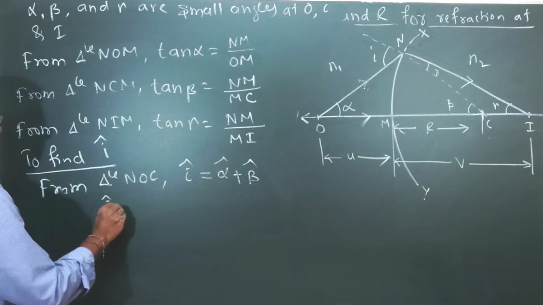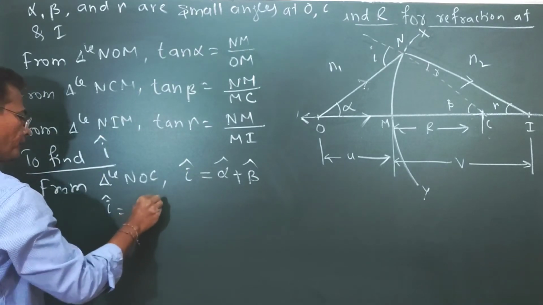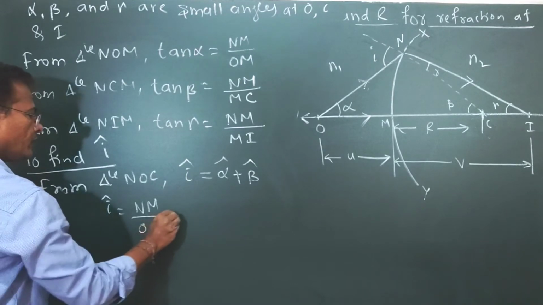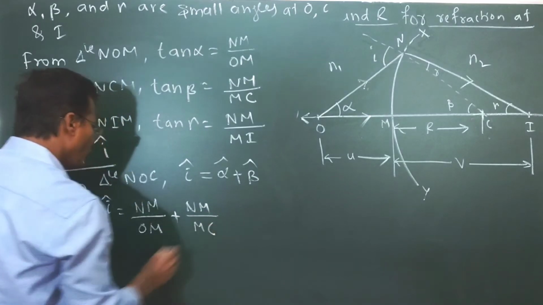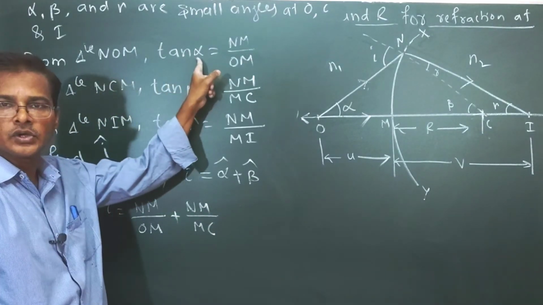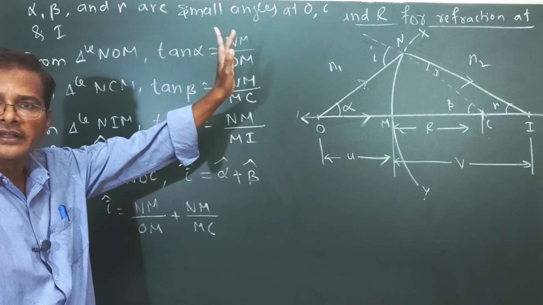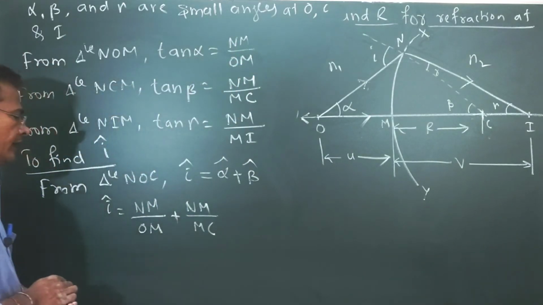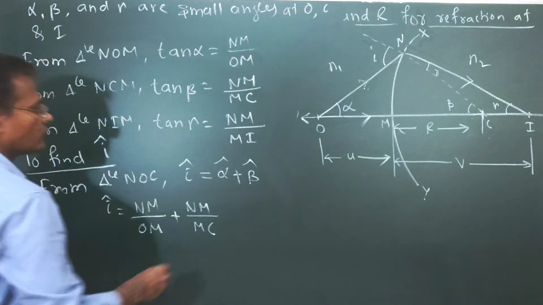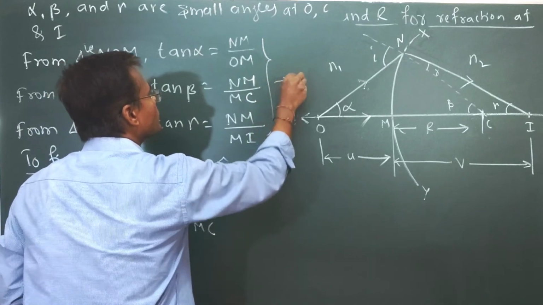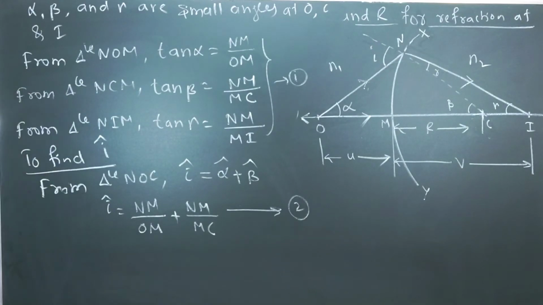So angle I: as these are small angles, alpha means NM by OM plus beta, which is NM by MC. I am writing this because tan alpha is nearly equal to alpha and tan beta is nearly equal to beta, since these are small angles. So directly we can write angle I equals NM by OM plus NM by MC. This we call equation 1, and this one equation 2.